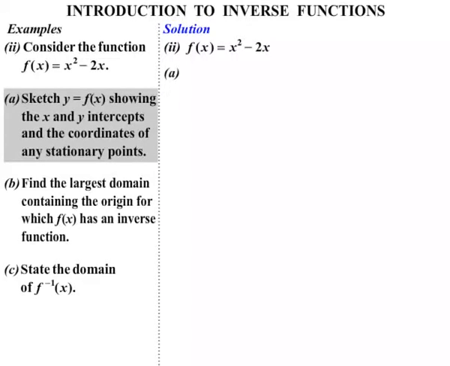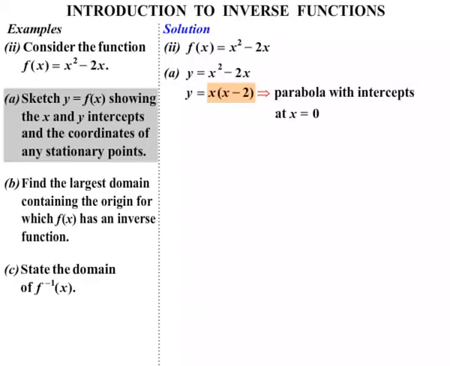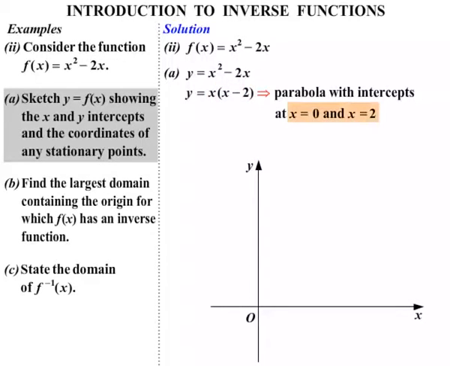But let's start. Okay, we are writing down the function. So part A. Now even though it says f of x equals x squared minus 2x, for the purposes of graphing certainly, we'll say y equals x squared minus 2x. And we can factorize that. In factored form we can realize it's going to be a parabola, and the intercepts are at x equals 0 and x equals 2. So let's draw that firstly. Okay, there are intercepts there at 0 and at 2. So we draw the parabola through those points.